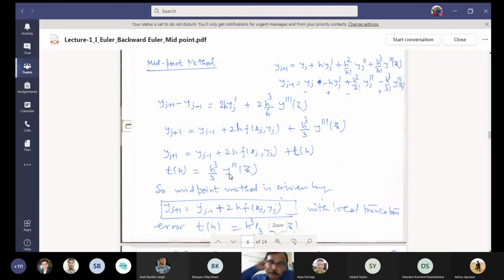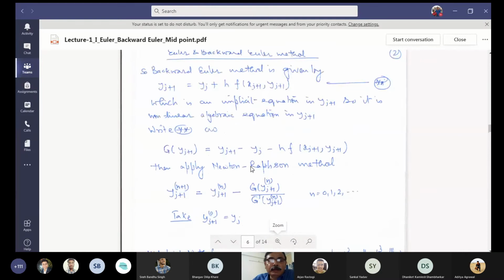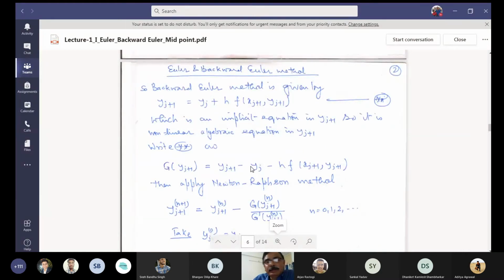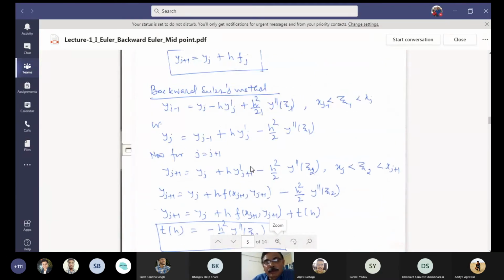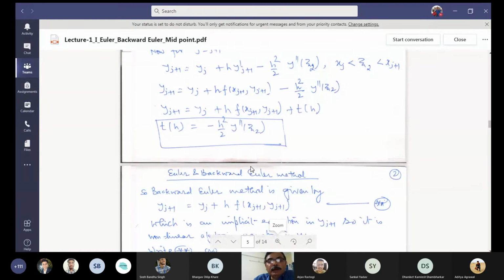So the midpoint method is better than that. Now, if you see the backward Euler method, this is also of order h, or a first order method, and the local truncation error is capital order h square only, not h cube. Is that right?